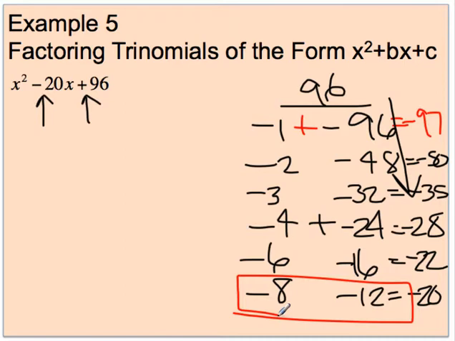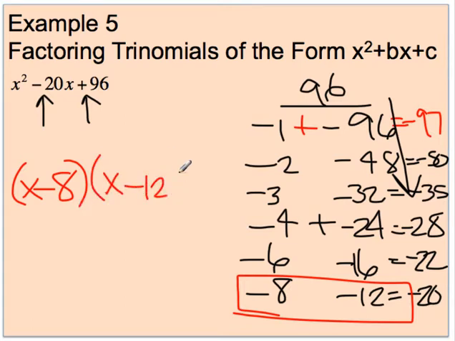Now you can see once I find the pair that I'm looking for, I'm going to stop working, and I'm going to write my answer as x minus 8 times x minus 12. Again, you can FOIL this out to check and make sure that you've got the correct answer.